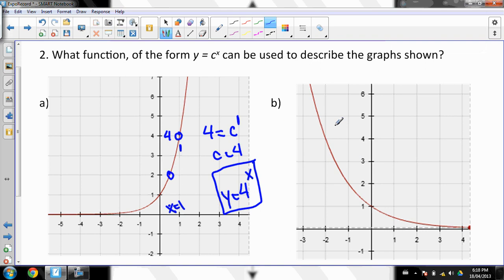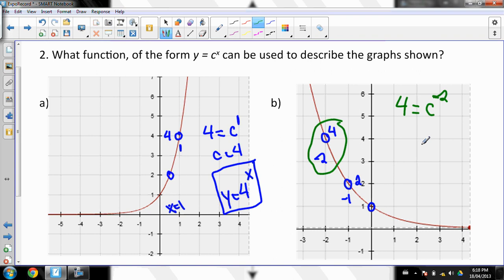So I can see, again, this point (0, 1) is there, but it's not really useful because it's on every other function, right? So let's take a look at the points I do know. I know that when x is negative 1, y is 2. And I know that when x is negative 2, y is 4. Just so we can have something a little bit different, we're going to work with this point. So I'm going to say y is 4 when x is negative 2.